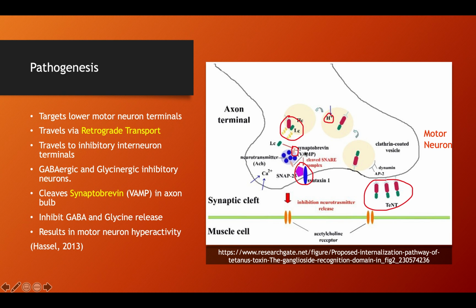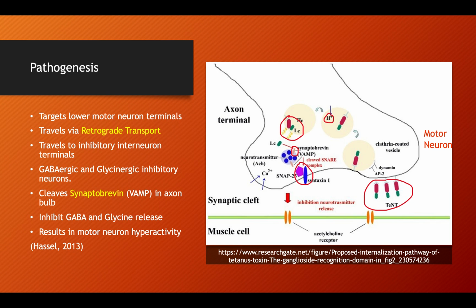This happens when the VAMP protein binds together, or interacts, with these other 2 SNARE proteins. All 3 of these proteins are categorized as SNARE proteins. When they form a ternary complex, this is going to result in the exocytosis of this vesicle containing neurotransmitters. So if our tetanospasmin cleaves VAMP, this neurotransmitter is going to stay here.